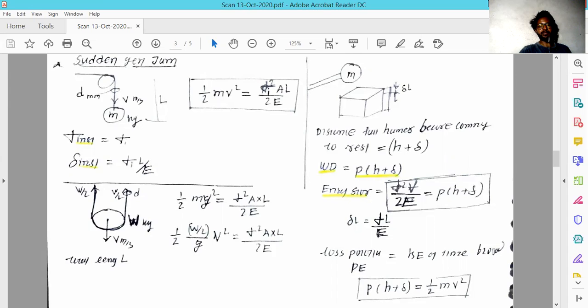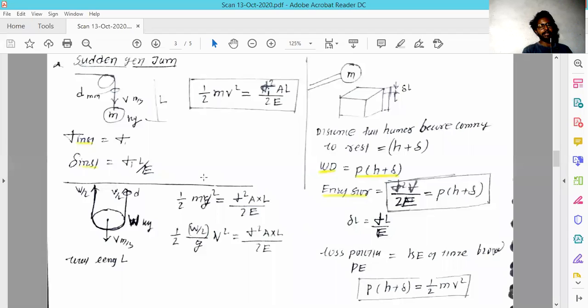And once you find the instantaneous stress, you can find the instantaneous change in length of that wire, because delta L is PL by AE, and P divided by A is nothing but stress. If you know the stress value, the length, and the E value, you can find out the instantaneous change in length. Now we move to the second example.